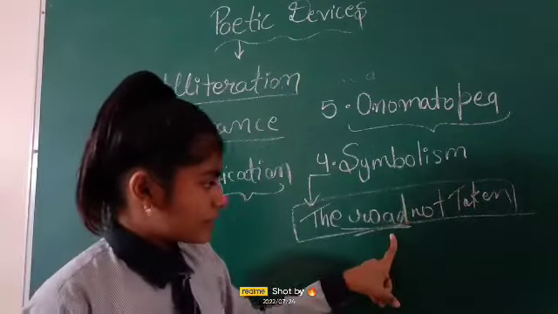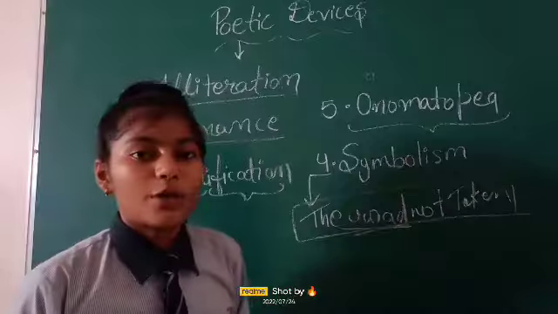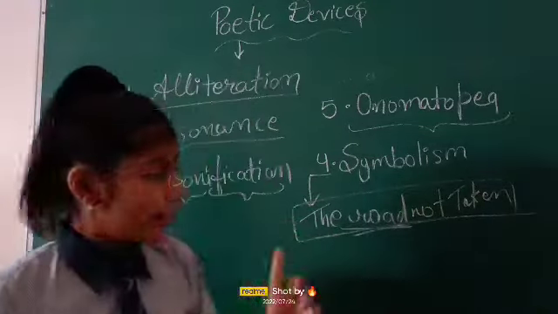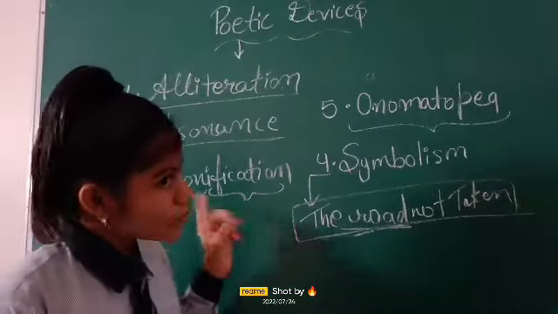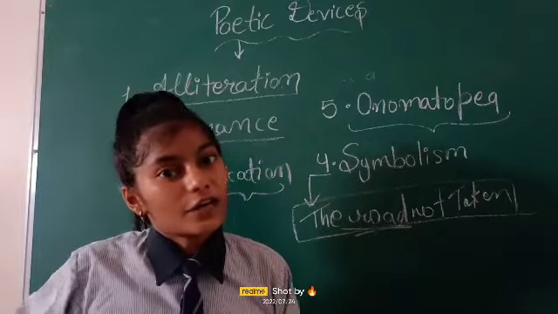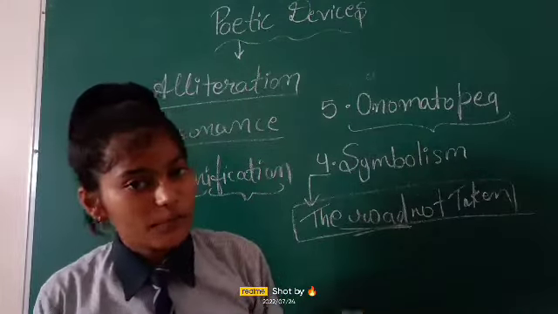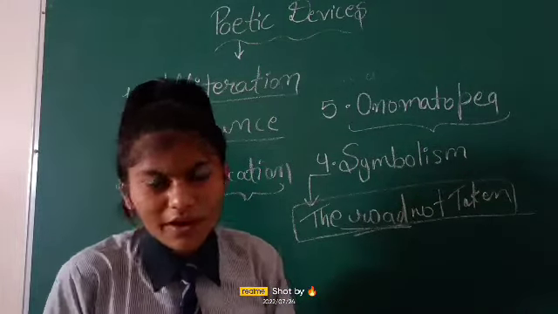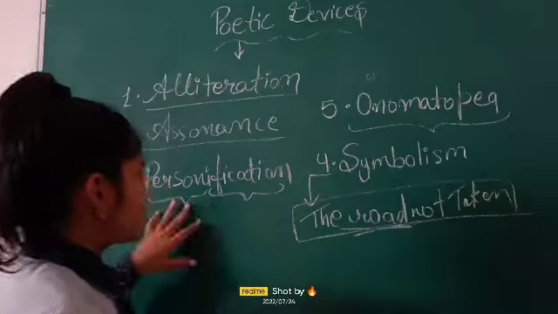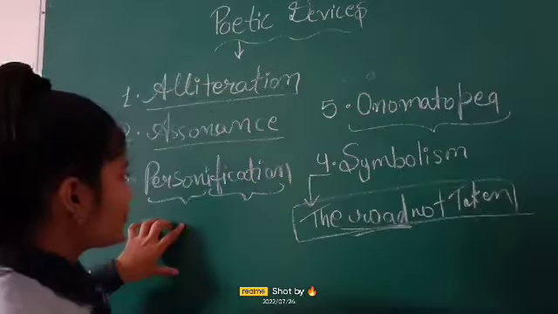Symbolism, The Road Not Taken, in this case road symbolizing the choices of life. Personification, we personify something and give the character of human beings. Now a very important note is that in personification, only human beings are included. You can't give the character of an animal to a non-living thing. That will not be personification. If I say the gate was running behind me, that is personifying the gate, because it cannot run. So that is personification.